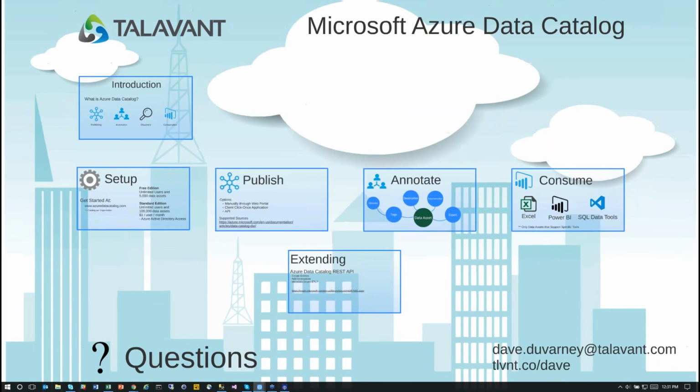All right, so that's it. Azure Data Catalog really is pretty straightforward. You can go to azuredatacatalog.com to set it up. The publishing is very straightforward. You can do it manually through the portal, you can do the one-click install application, or you can use the API. When you're annotating it, you're adding tags, descriptions, and documentation, so you don't have to learn an array of things that have to be put on an annotation, and then you can consume it with some of the big Microsoft data consumption tools. All right, that's what I have for a presentation.